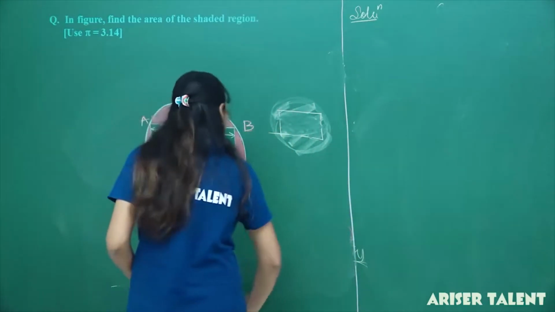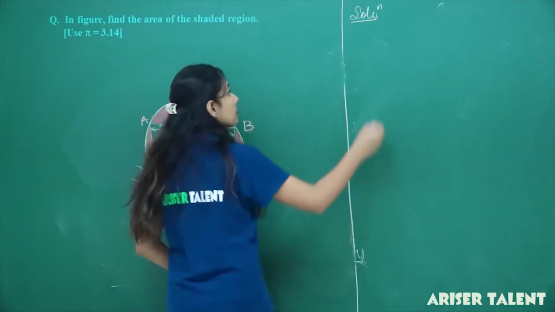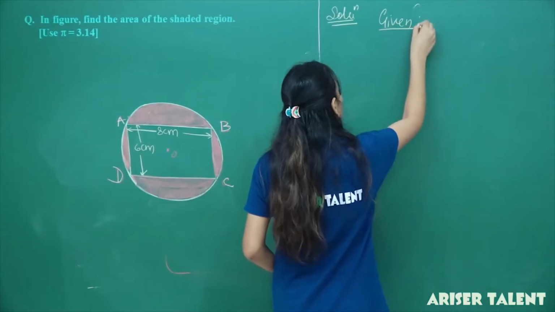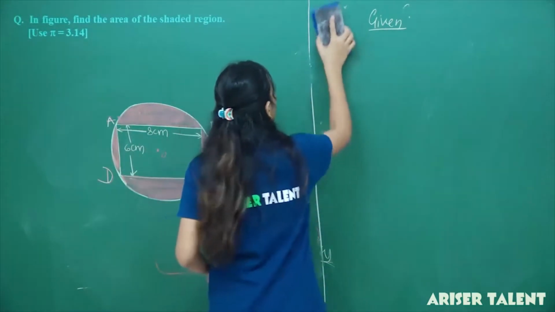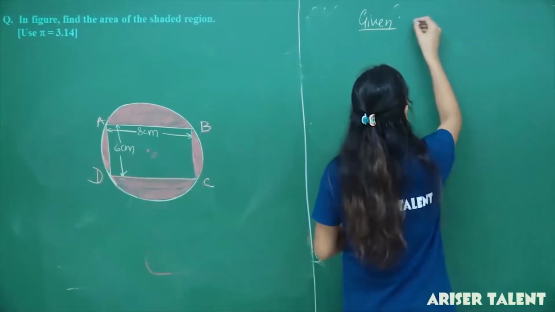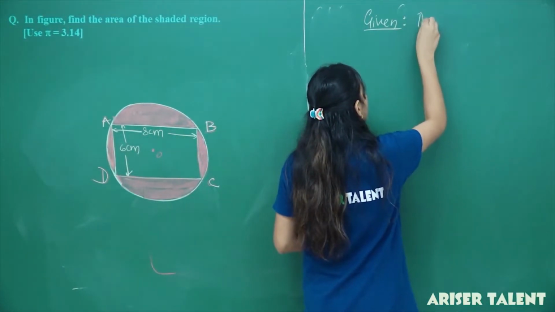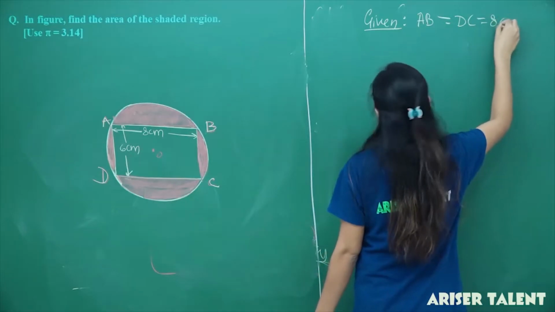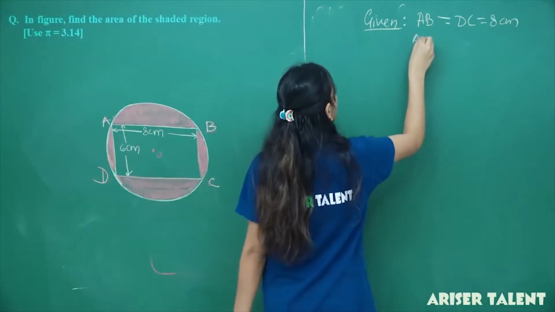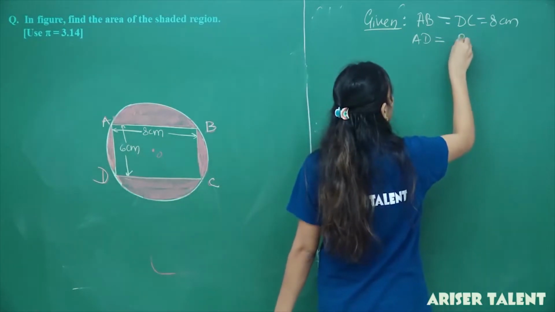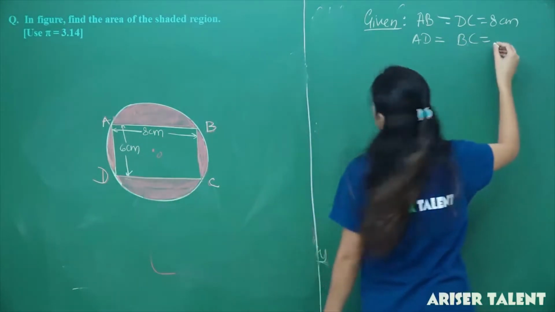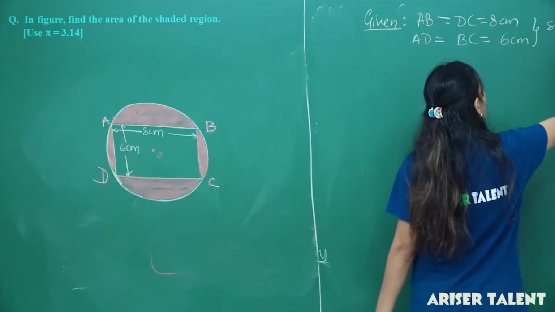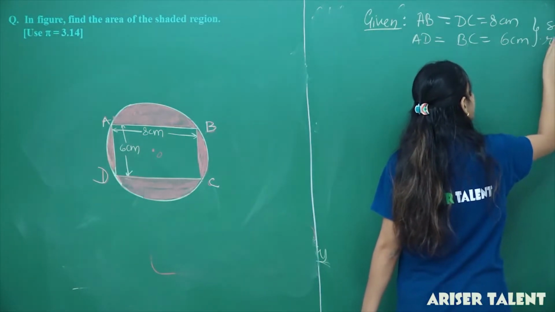So what you have to do is, here in the solution, okay, now given. What is given, students? Given is AB equals DC equals 8 centimeter, and AD equals BC equals 6 centimeters. Both are sides of the rectangle.